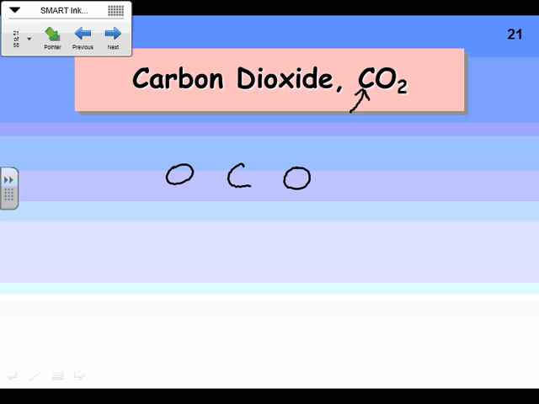Okay, so we figured out which one goes in the middle. That's a good first step, all right? Second step is counting how many valence electrons we're dealing with. There's 6 in each oxygen, right? So that's a total of 12, plus the 4 from carbon. Everybody all right with that? So we got 16 electrons that we're working with here.